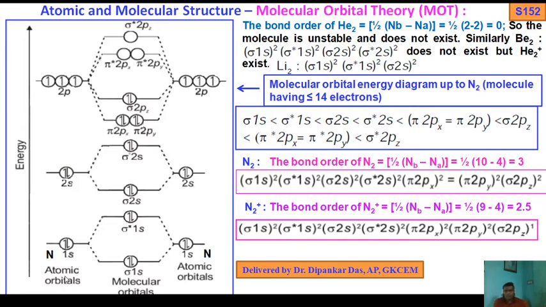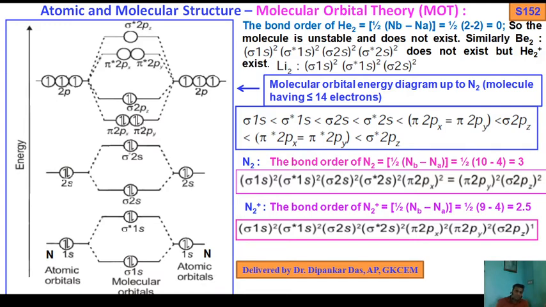What is the electronic configuration? Electronic configuration is 1s2, 2s2, 2p3. So the total number of electrons is 7, the atomic number. So each nitrogen atom has 7, so for 2 nitrogen atoms it should be 14 electrons.